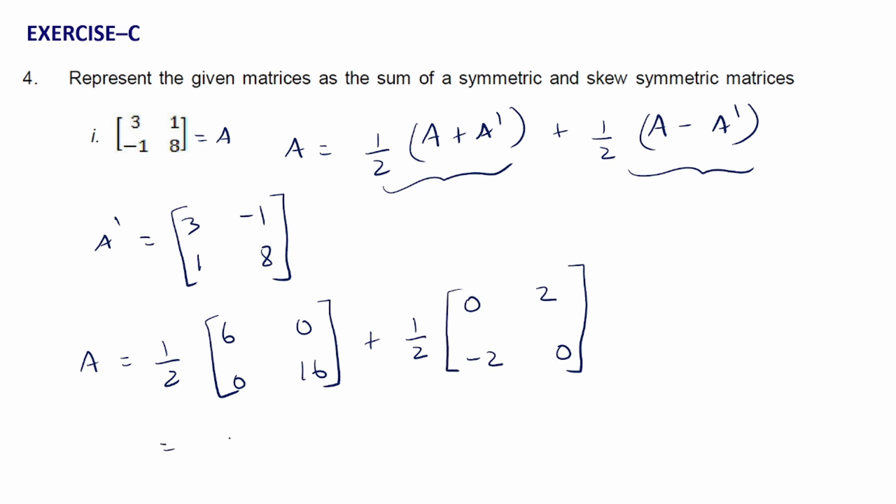Or this is equal to [3, 0; 0, 8] plus [0, 1; -1, 0]. So this is how we can express the given matrix. This matrix can be expressed as the sum of a symmetric and a skew-symmetric matrix.